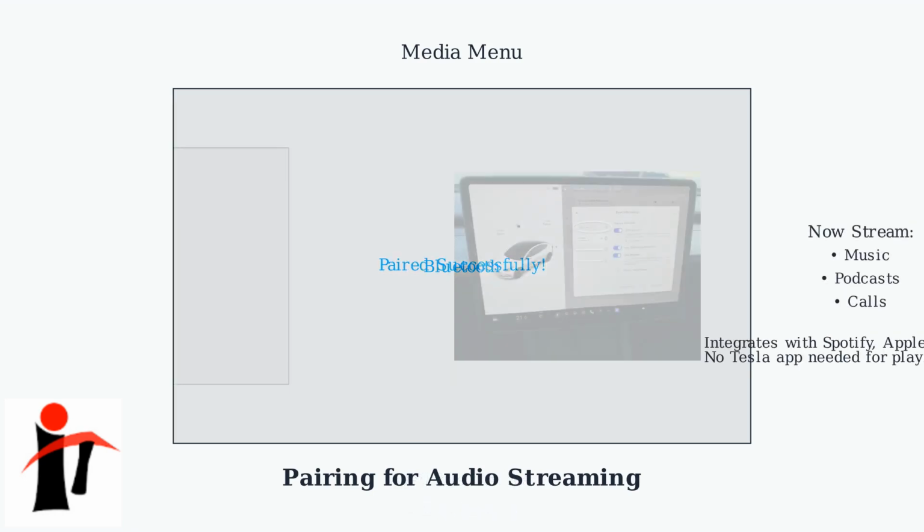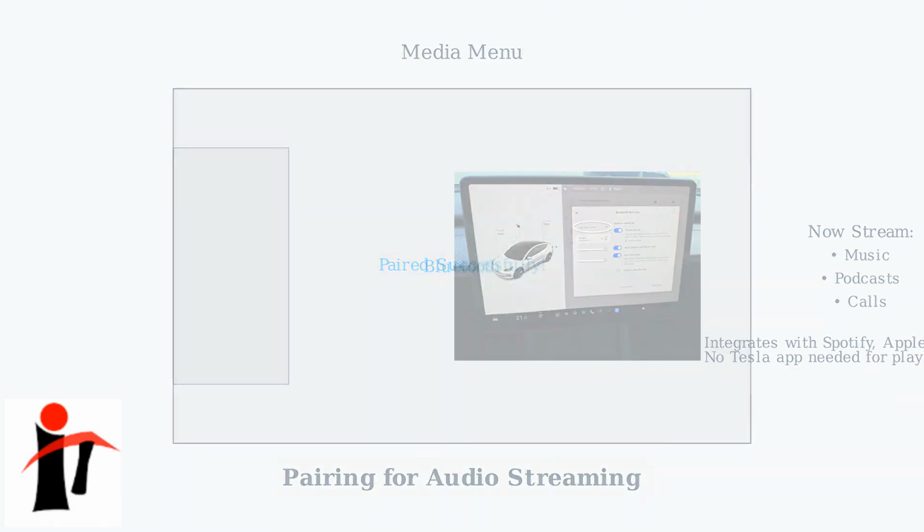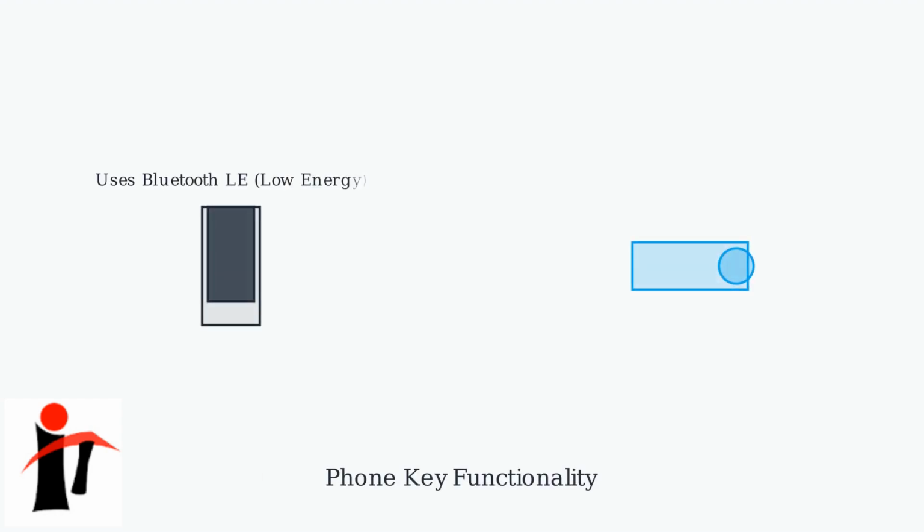To connect for audio, go to the Media menu on your Tesla touchscreen and select Bluetooth. Choose your phone from the list of available devices and initiate the pairing process. Once paired, you can stream music, podcasts, and calls through the car's speakers. The Tesla integrates seamlessly with apps like Spotify and Apple Music and does not require the use of the Tesla app for playback.